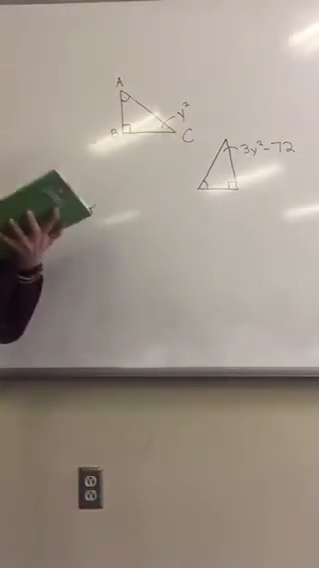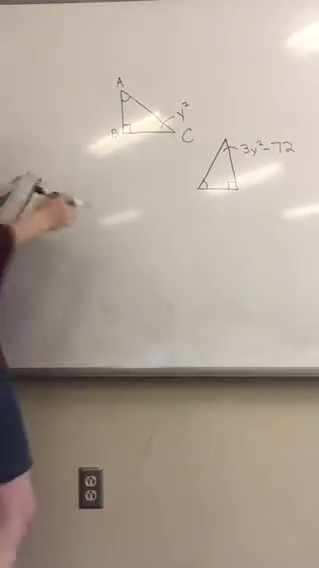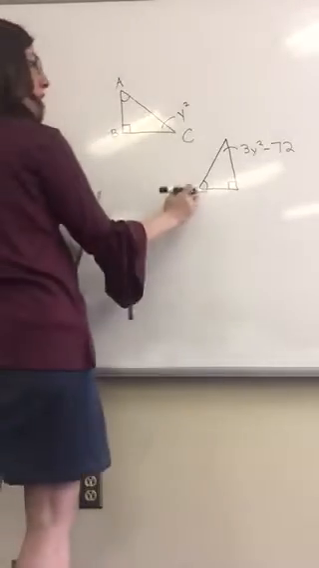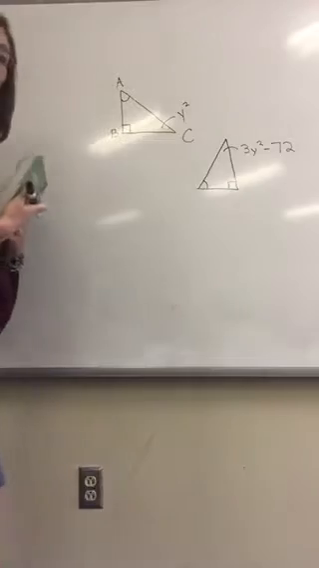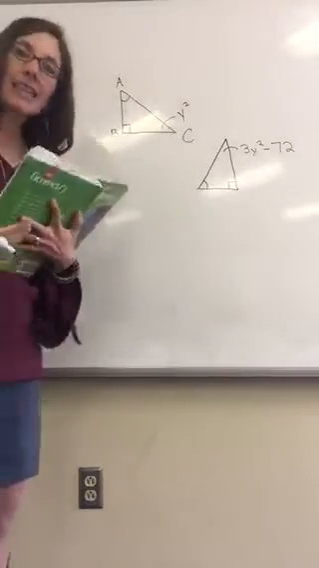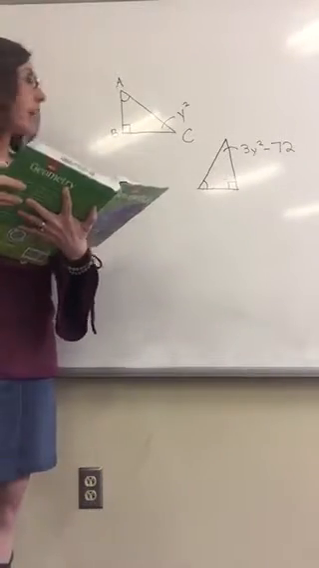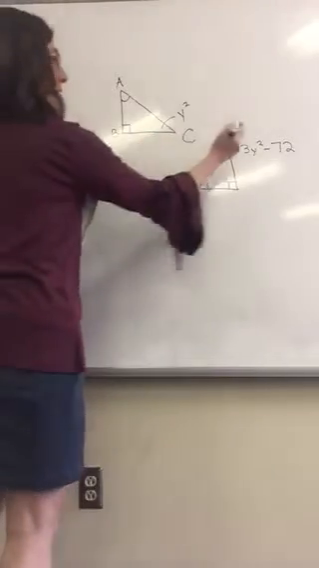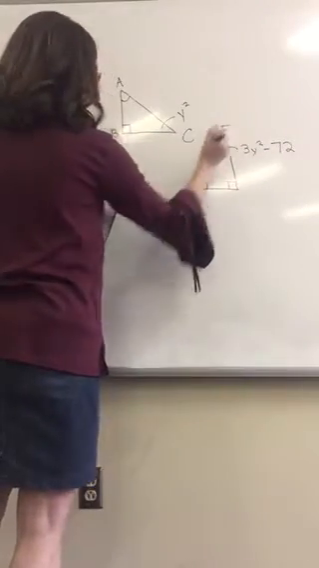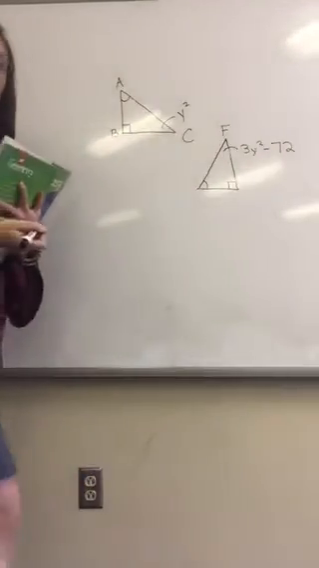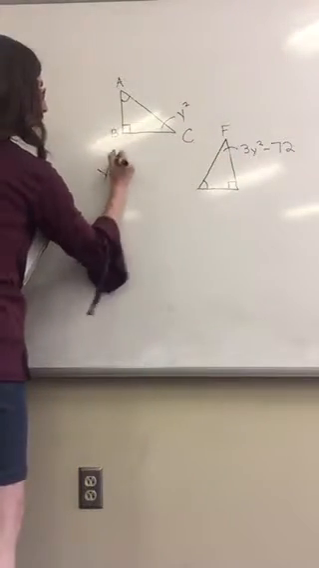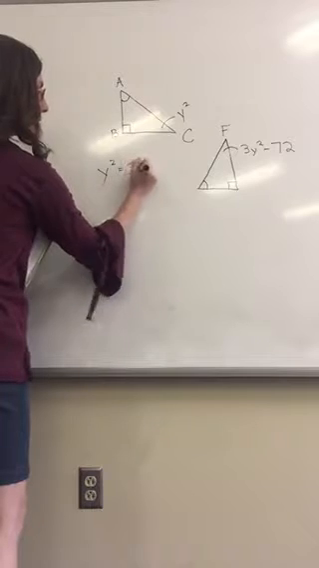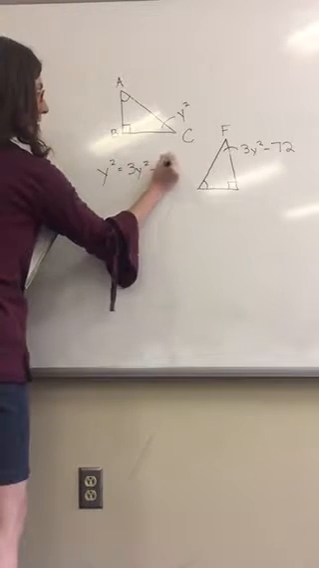Okay, so let's look at this. The third angles theorem says that if two angles in this triangle are congruent to two angles in this triangle, then the third angles must be congruent. How are we going to set that up? Because they want us to find the measure of angle C and the measure of angle F right here. How are we going to do that? If this is equal to that, let's simply set them equal in an equation. y squared equals 3y squared minus 72.